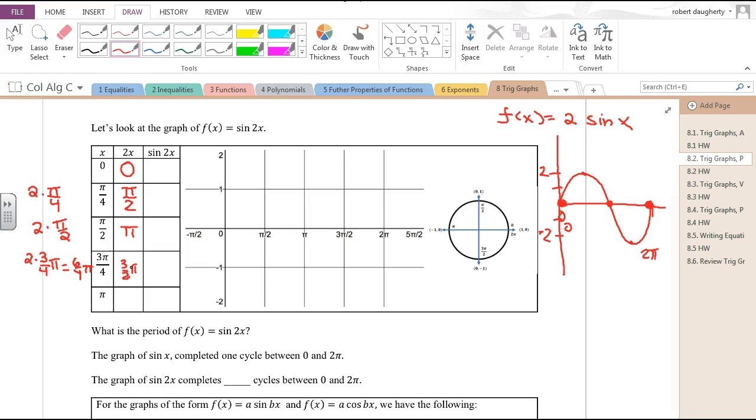Okay. For this one, let's see if we can do mental math in our head. What is pi times 2? 2 pi. Okay. So, over there on our unit circle, guys, when I'm at 0, what is the y value? When I'm at pi over 2, what is the y value? 1. At pi, 0. At 3/2 pi, -1. At 2 pi, 0.